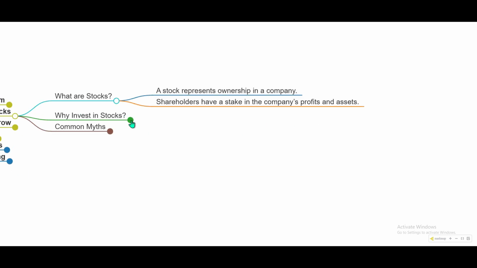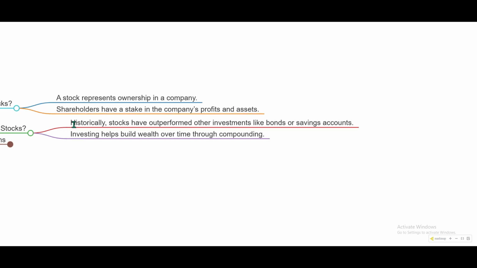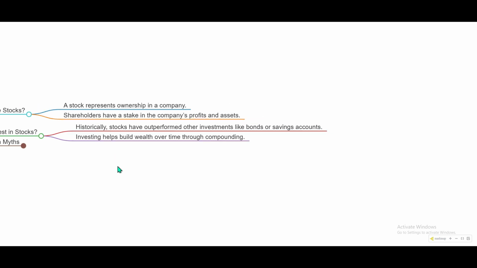Then why should you invest in stocks? The author says that historically, if you compare stocks with all the other investment asset classes, stocks have almost outperformed every other investment, like bonds, gold, and savings accounts, which people love to invest in. They have all been beaten by stocks, and investing helps you build wealth over time through compounding.